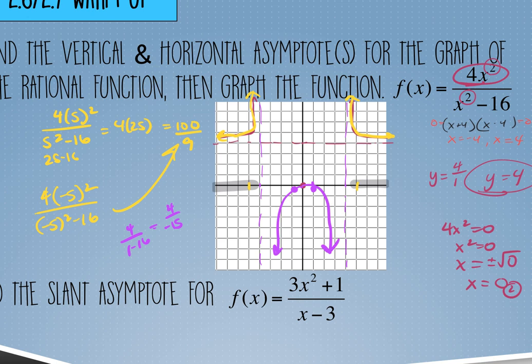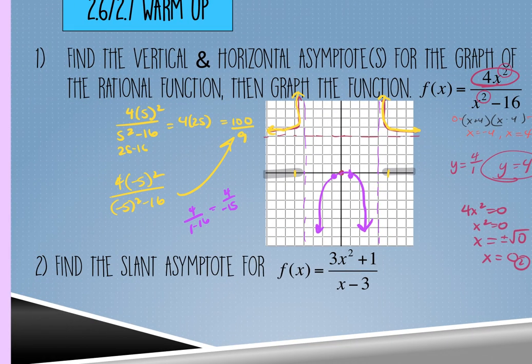Questions? So 2 big questions like that, broken down into parts in which they will all be worth points, okay? All right, then number 2 said find the slant asymptote.